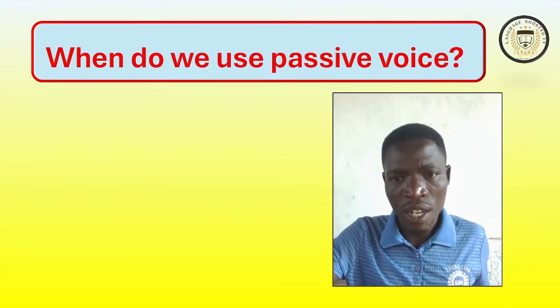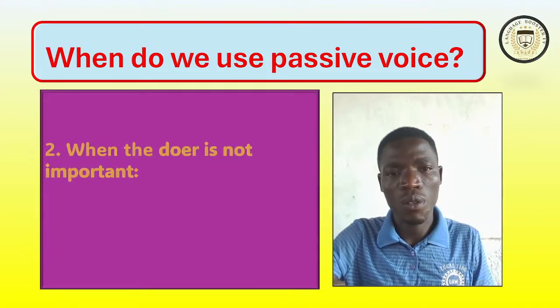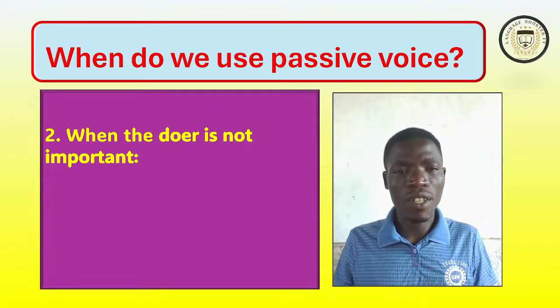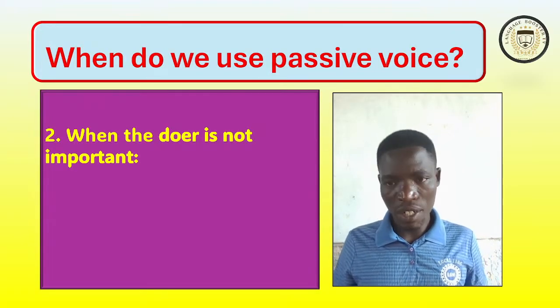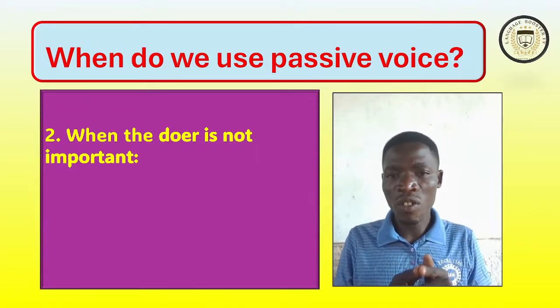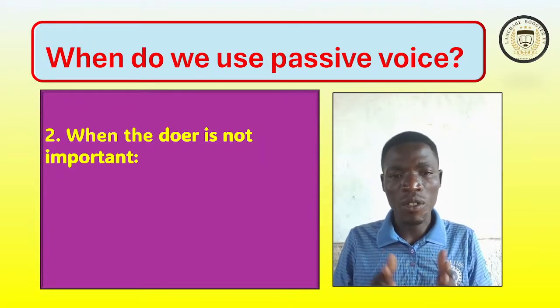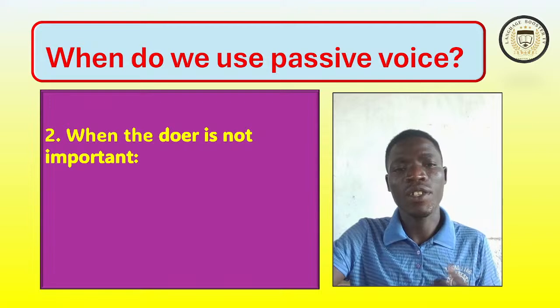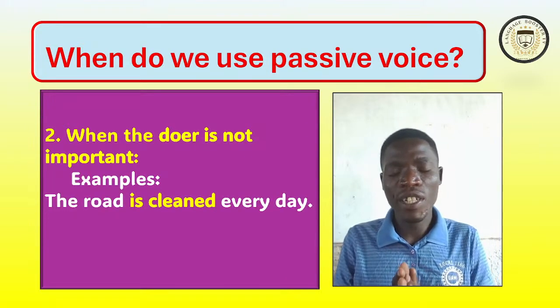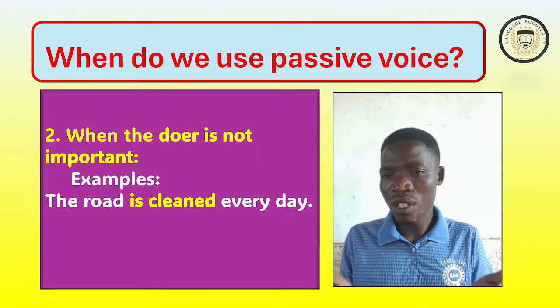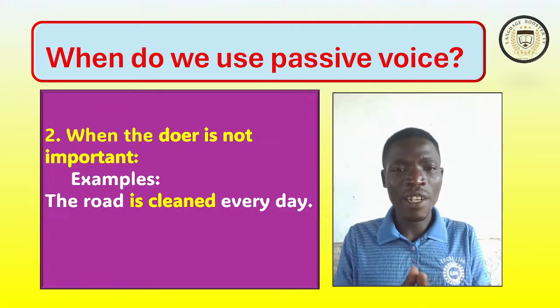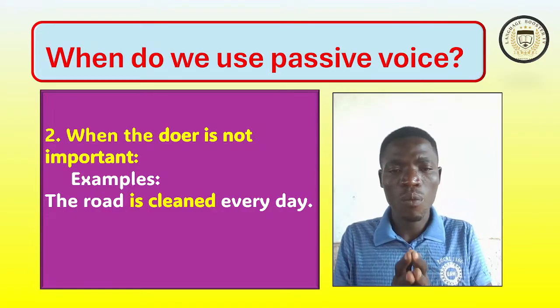Another place where we use passive voice is when the doer is not important. We may know the subject, but we are not interested in it. It is not important to mention the doer, the subject. For example, the floor is cleaned every day. We are not interested in the person who cleans the floor. Rather, we are interested in the result, which is cleaning.